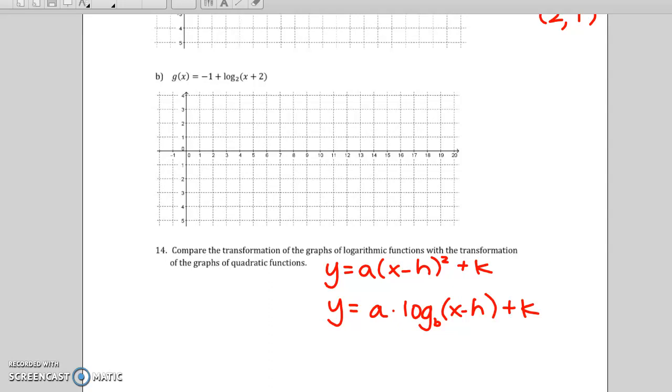So good luck today. Work on this to try to finish up this task. I'll get you stamps tomorrow, and then the 2.2 ready, set, go. And I'll talk about questions tomorrow.